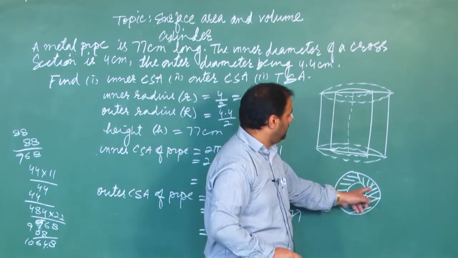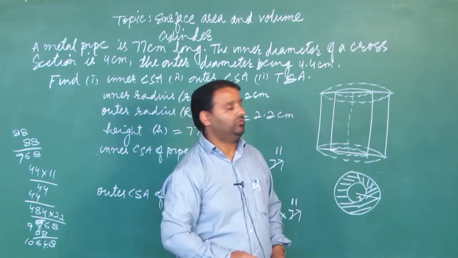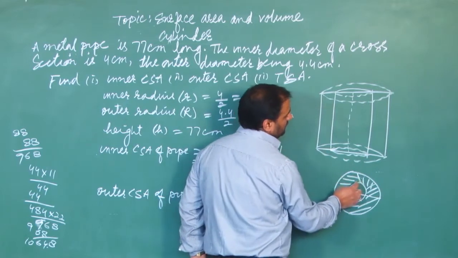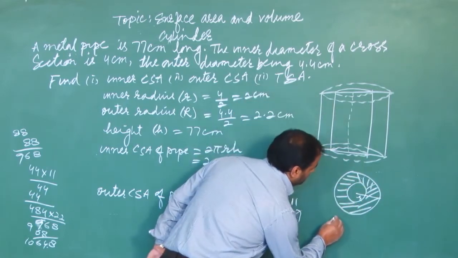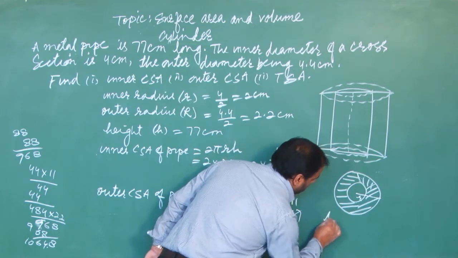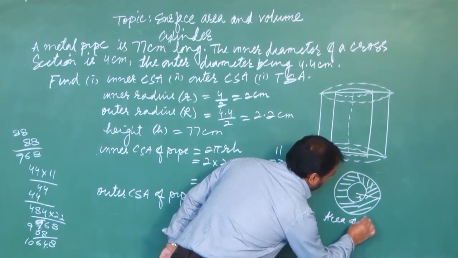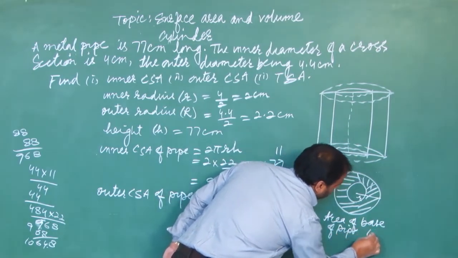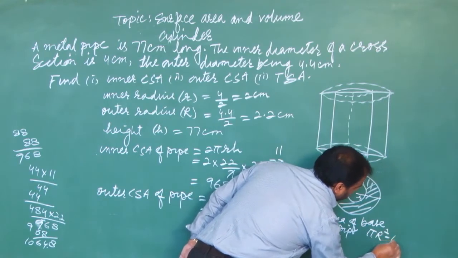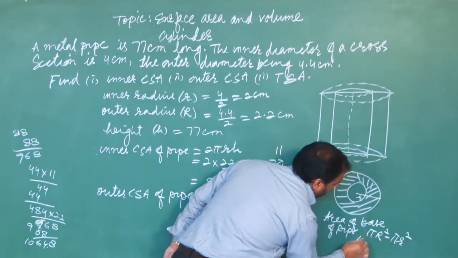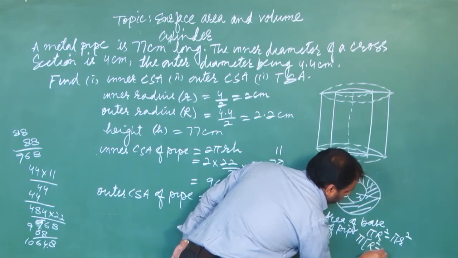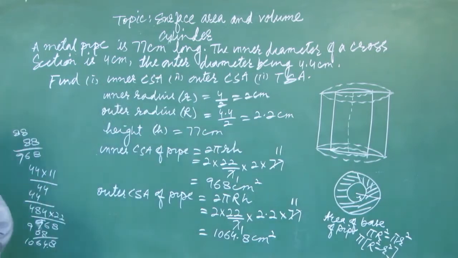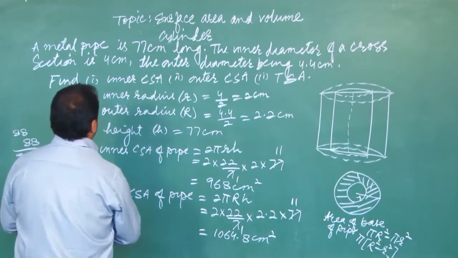So, to find the area of the base of the pipe, we need to find the difference between the area of the bigger circle and the area of the smaller circle. So the area of the base of the pipe is the area of the bigger circle minus the area of the smaller circle. And if you keep pi as common, it will be R squared minus r squared. So now let us find the area of the bases of that pipe.